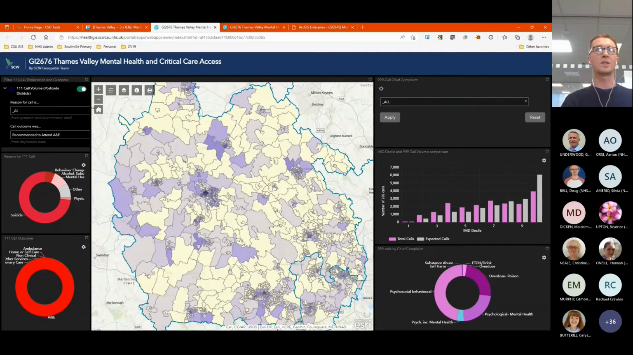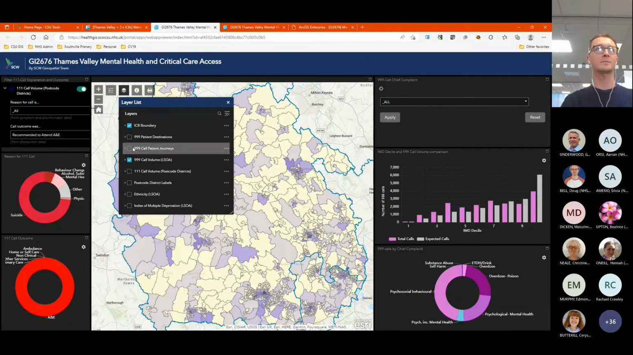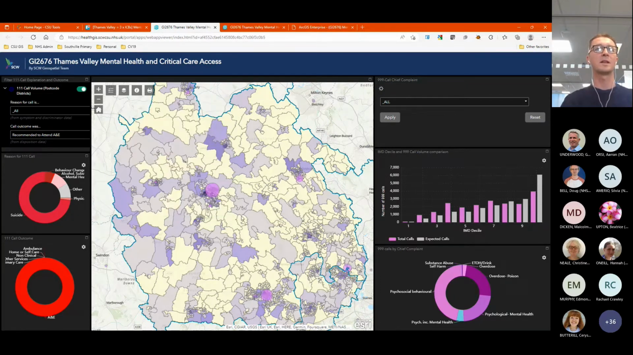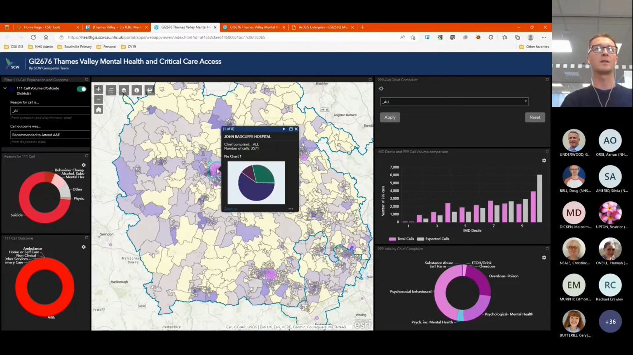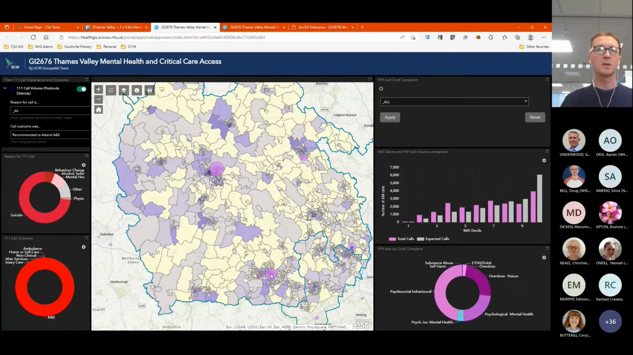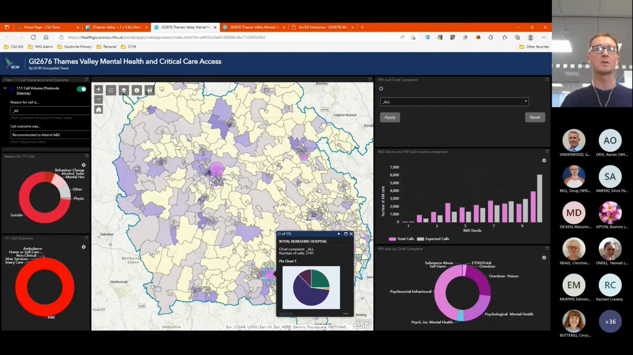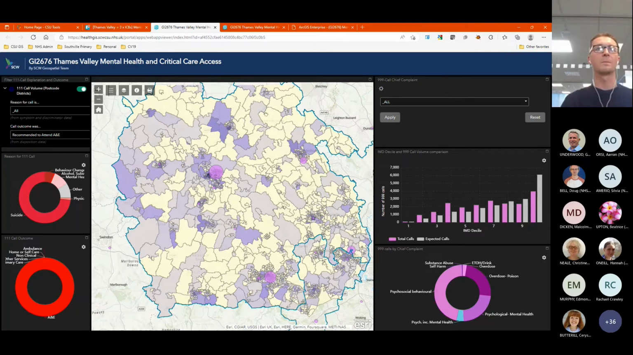Another way in which this data is richer is that, as well as knowing where people are coming from, we also know where they were dealt with. So we've also got patient destinations, and these are the hospitals and clinics where the calls were dealt with. And again, these are graduated symbols. So a large purple blob here indicates, so this is the John Radcliffe Hospital, which dealt with a large number of calls, up to about 3,500, or there's another large hospital in Reading, the Royal Berkshire Hospital. So this shows you where they're coming from.